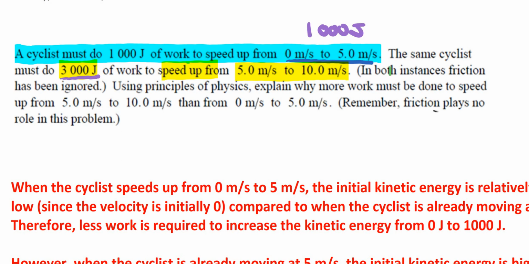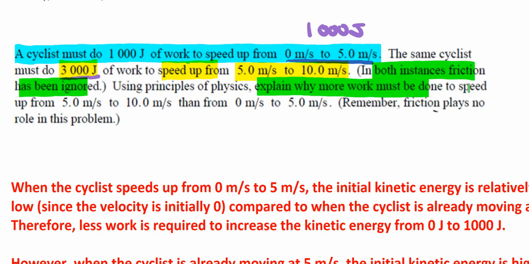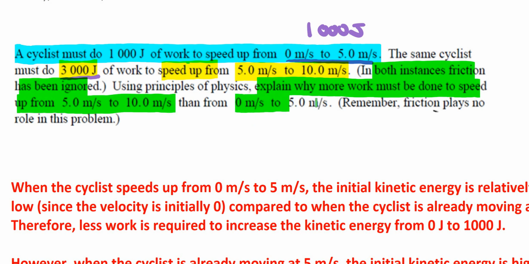And we assume that there's no friction in both cases, and using principles of physics, explain why more work must be done to speed up from 5 meters per second to 10 meters per second compared to 0 meters per second to 5 meters per second. Okay, and we simply can't say it's because the problem tells us this requires 3,000 joules, and 3,000 joules is bigger than 1,000 joules.